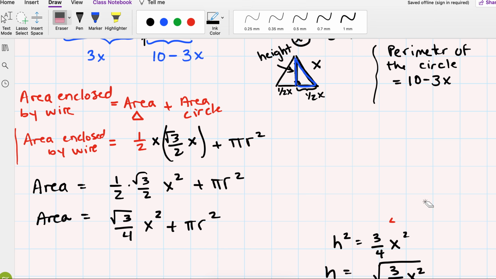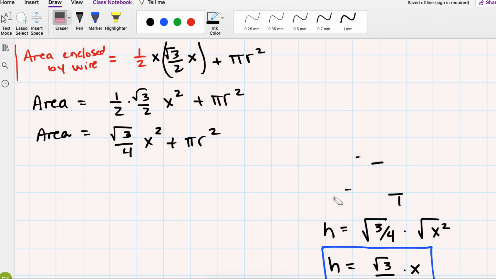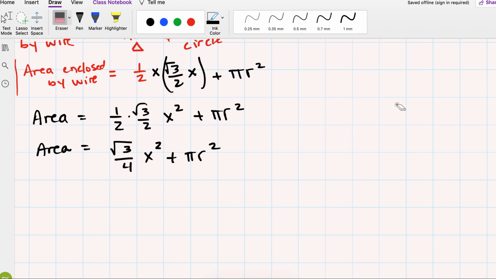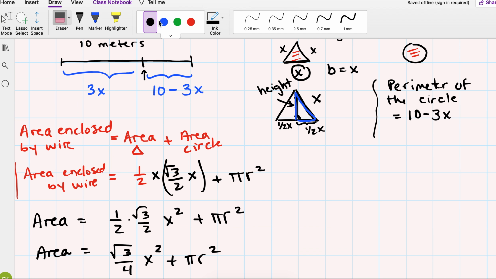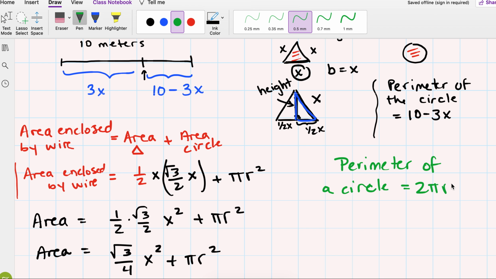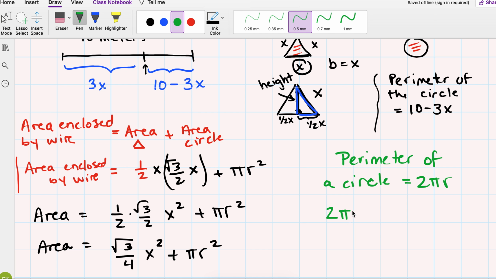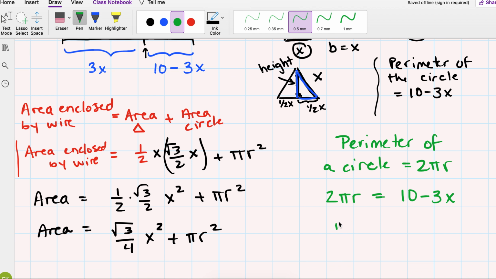So how can I get rid of r using the perimeter? Well, we have to recall what the perimeter of a circle is. The formula of a circle is 2 pi r. And because we know that the length of the wire is 10 minus 3x, we can say that 2 pi r is equal to 10 minus 3x. And we can solve for r by dividing both sides by 2 pi.